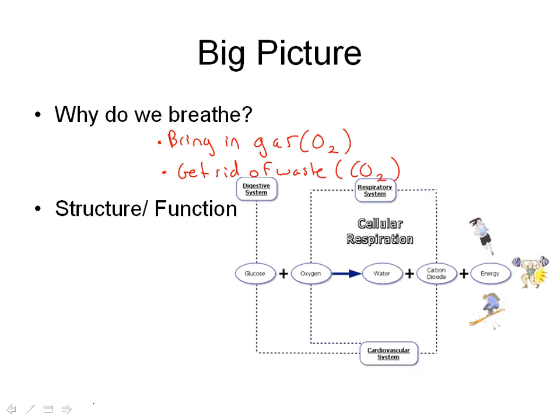So let's talk about this now. So here's our cellular respiration. We know that we have glucose that's coming from our digestive system. We have oxygen coming from our respiratory system. And what happens is it produces water, carbon dioxide, and we finally get our energy. So this needs to go somewhere.